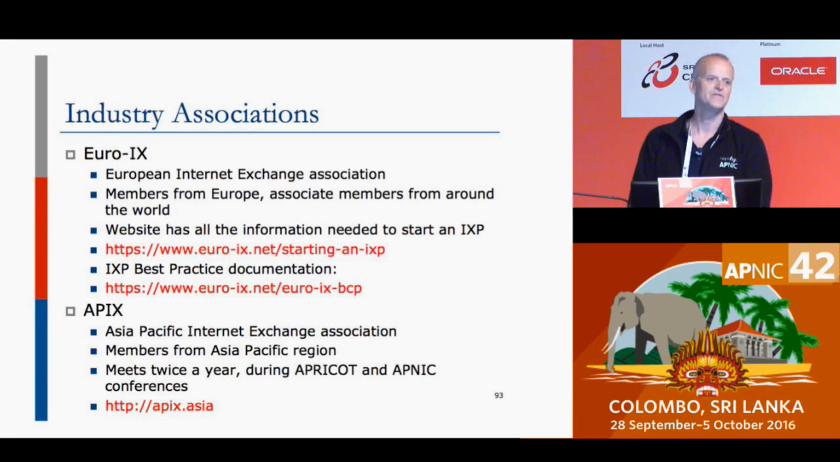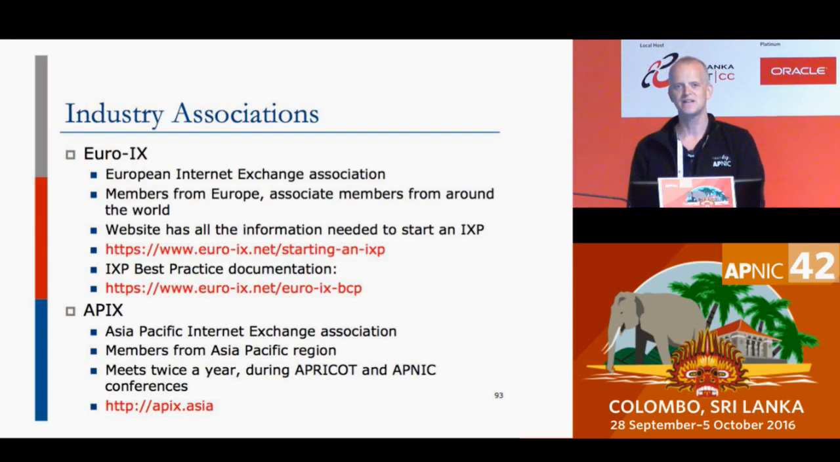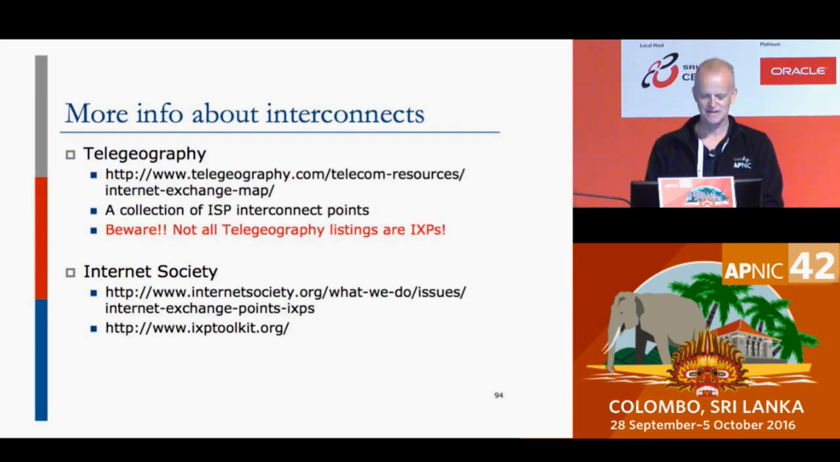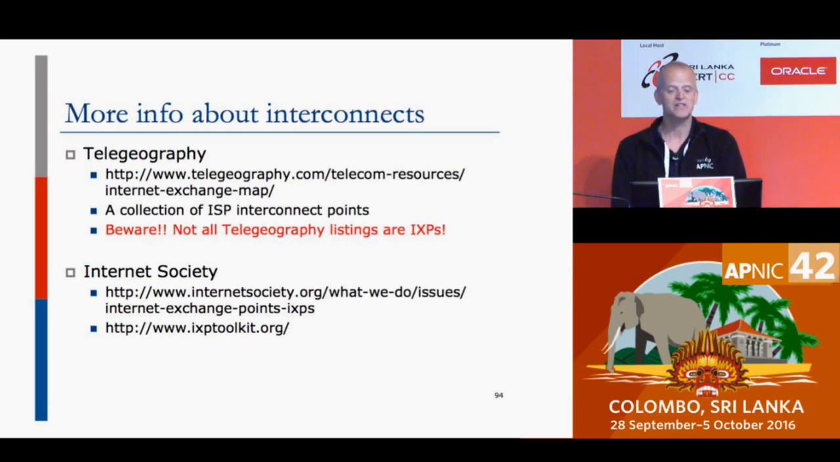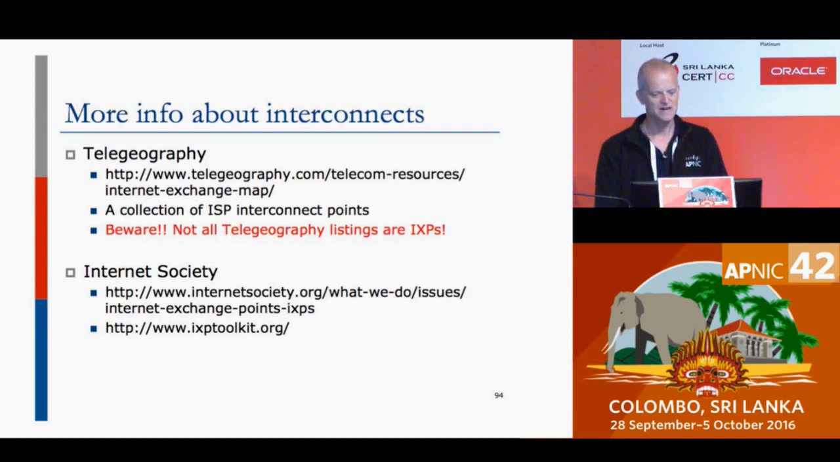Documentation about how to get up and running. Of course, it's written from the European perspective, and there'll be slight differences for here, but they form the fundamentals of what we do. Now, be aware of one thing: TeleGeography lists ISP interconnect points. Don't fall into the trap of thinking these are all internet exchange points. They're not all internet exchange points, but they are interconnect points, and many of them could be exchanges. The Internet Society lists quite a few things as well. I hear they're updating all this content, so be aware that this will probably change over coming time.